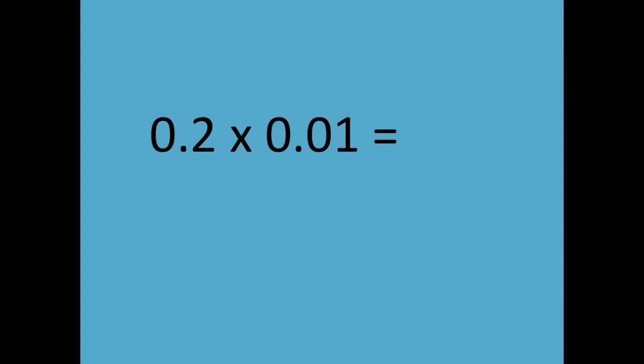Solve 2/10 times 1/100. 2/10 is going to get 100 times smaller because we are multiplying 2/10 by 1/100. My decimal point will move 2 place values to the left to make it 100 times smaller. 2/10 times 1/100 is 2/1,000.